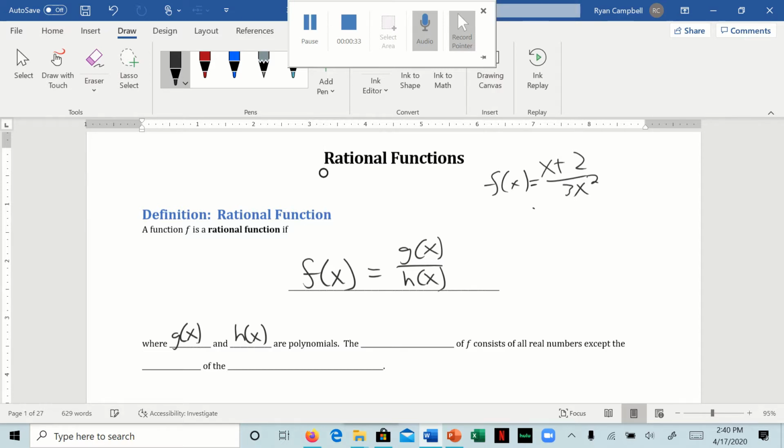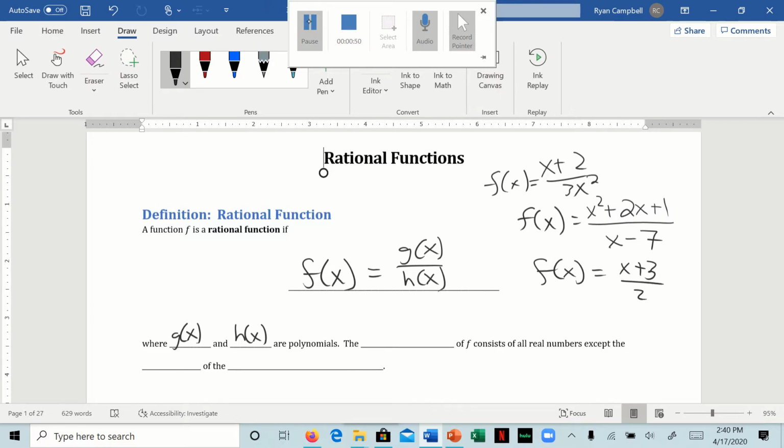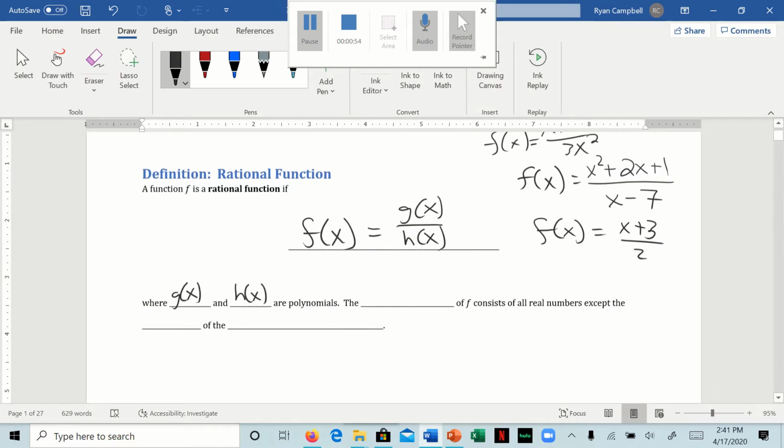It could be something like x squared plus 2x plus 1 over x minus 7, right? Could be anything. Could even be x plus 3 over 2, right? Because 2 is a polynomial. It's a constant polynomial. Good.